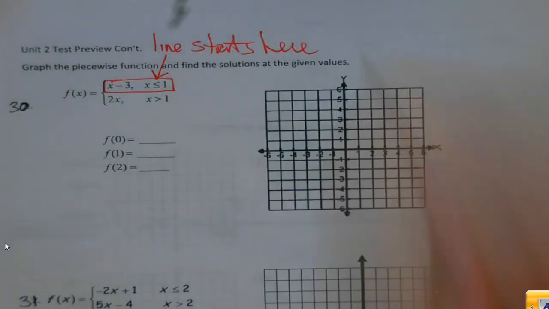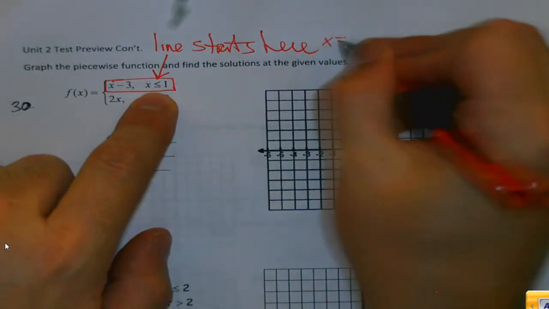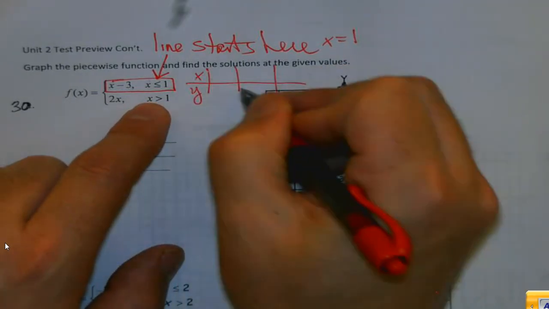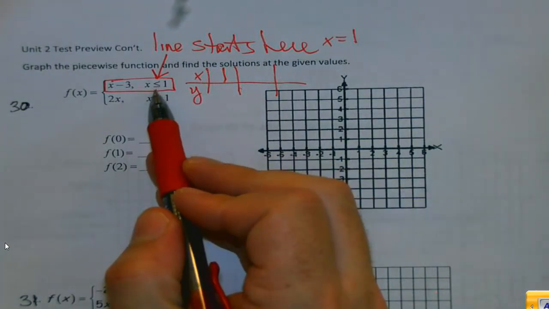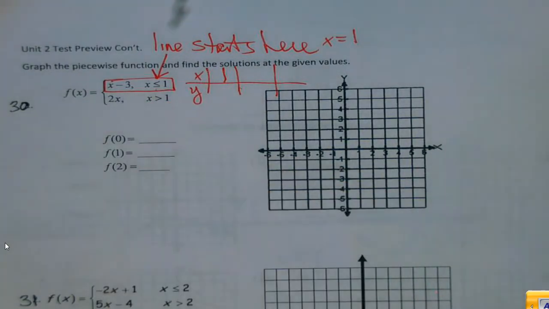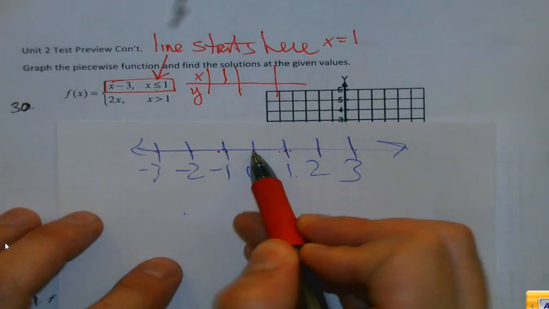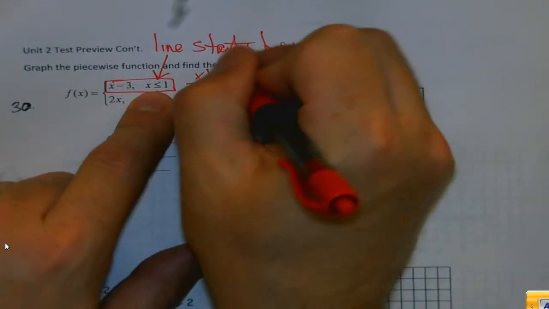I can't stress this enough. Your line starts where that inequality is. Your line on this one starts at x equals 1. And for most of you, we've had a chat about this. If you make yourself a little chart and put your 1 there, I've got to understand what this inequality arrow means. This says x is less than or equal to 1. Less than goes left. So 0 and negative 1 would be my next two values that I'd plug in. Since it's or equal to, maybe a filled in dot.